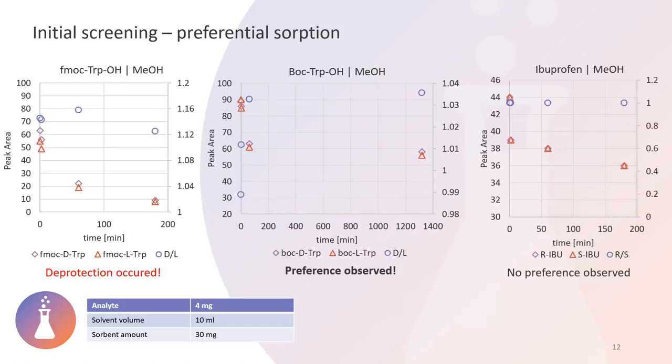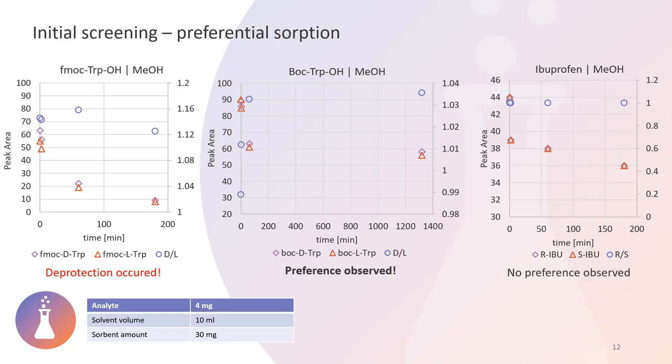presentation. So since we have an ion exchanger, we need acidic analytes, because we have a positively charged chiral selector, and that needs to be paired, of course, with negatively charged analytes. So in some initial screening, we tried two of the N-protected tryptophan derivatives, which means they are not amino acids, but acids, and ibuprofen as an example of an acidic drug.